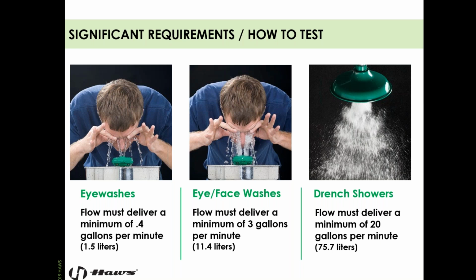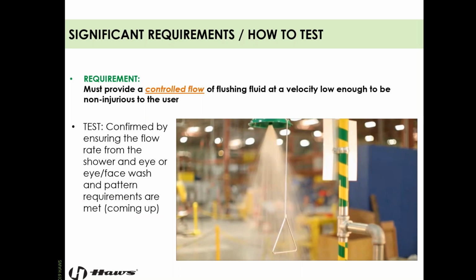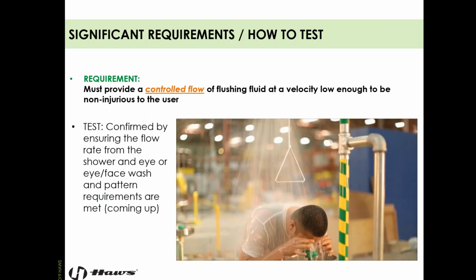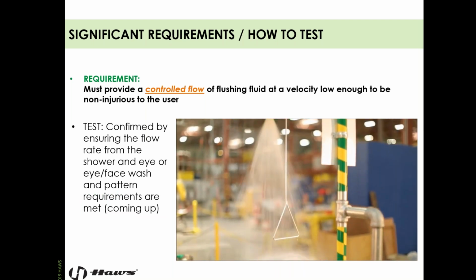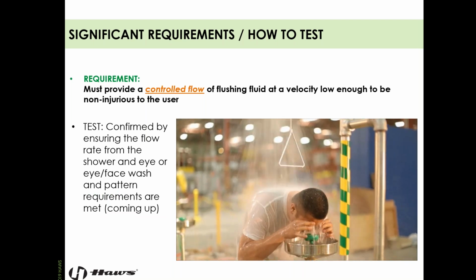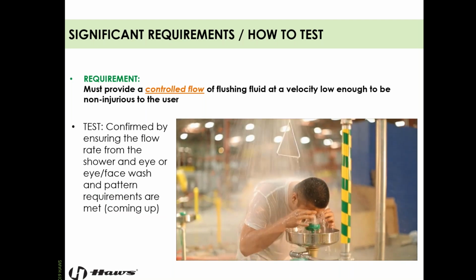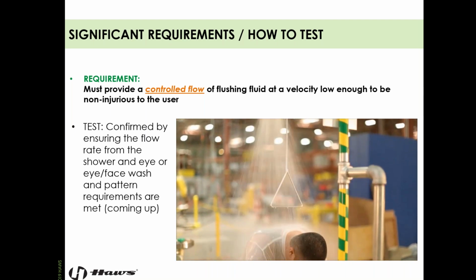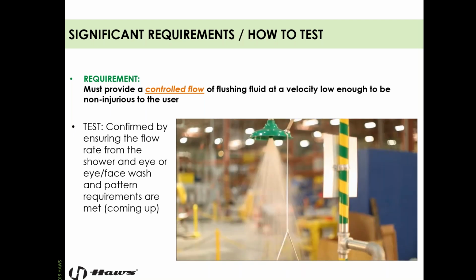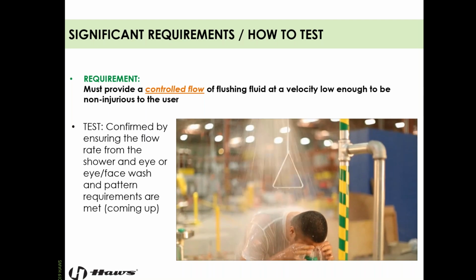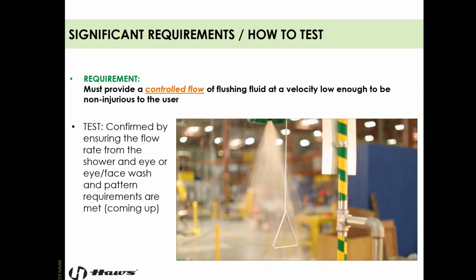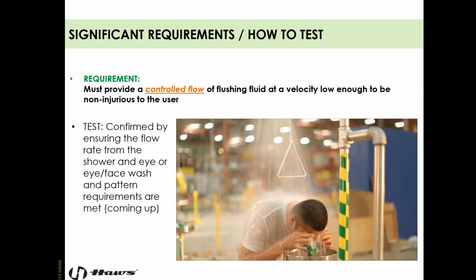Obviously, if you have a combination unit, say a shower and eye face wash, you're going to need a minimum of 23 gallons per minute, okay? Now, the unit has to also provide a controlled flow of flushing fluid at a velocity that's low enough to be non-injurious to the user. So exactly what I just mentioned, if you're using a high excess of water, it can make this experience much more difficult for the victim, okay?